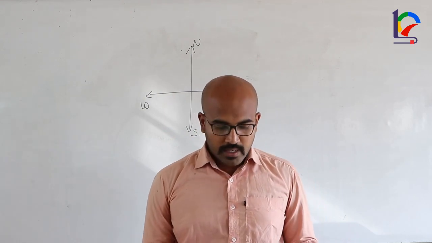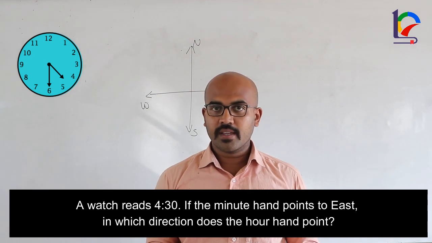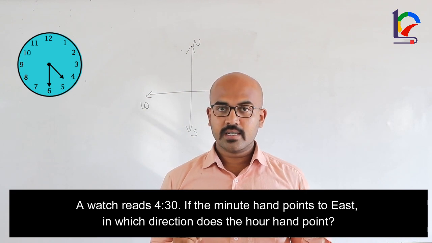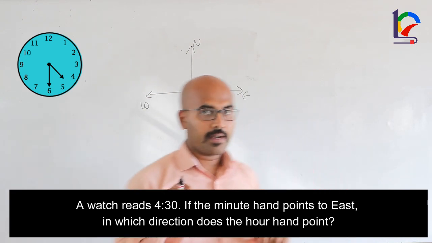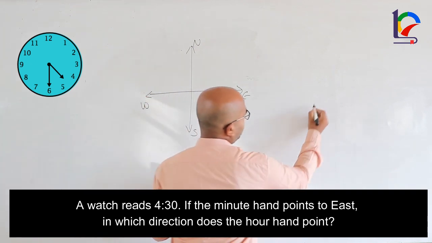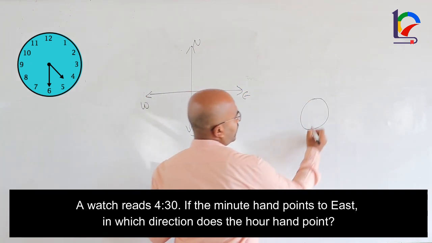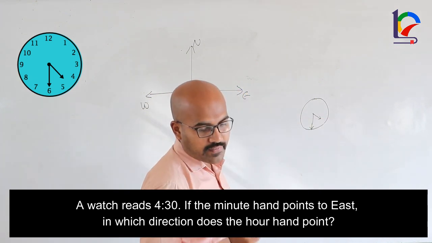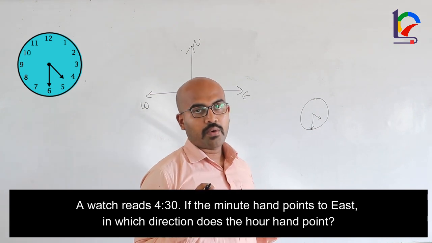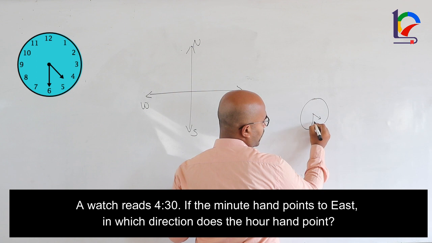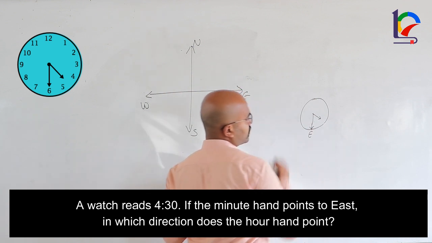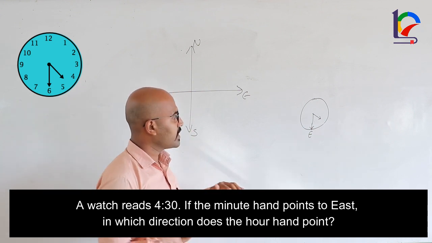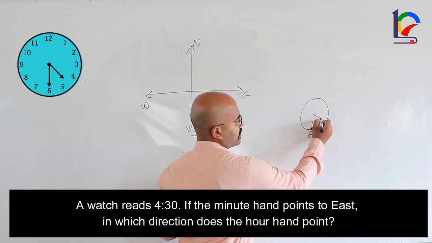The first question is, a watch reads 4:30. If the minute hand points to the east, in which direction does the hour hand point? What they have given is, here there is a watch. It has a minute hand and an hour hand. If the minute hand is pointing east, in which direction would the hour hand point?